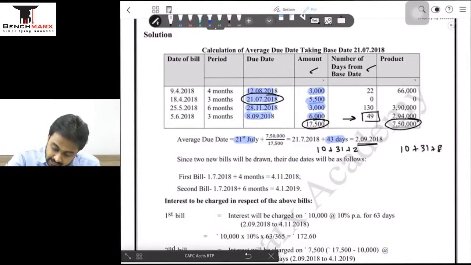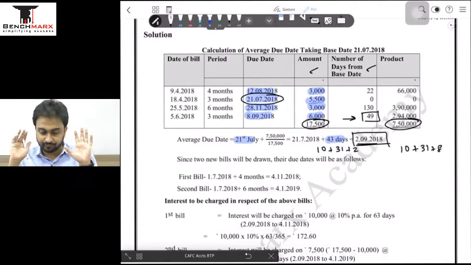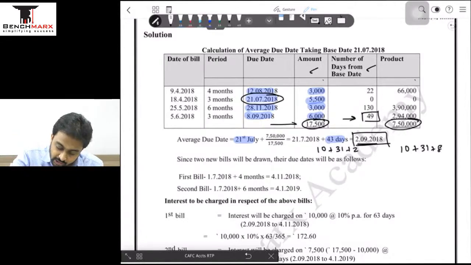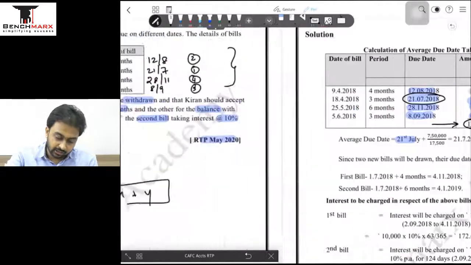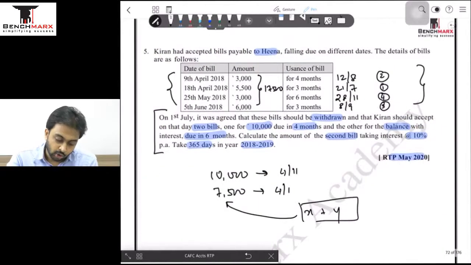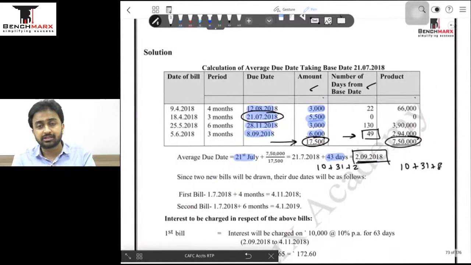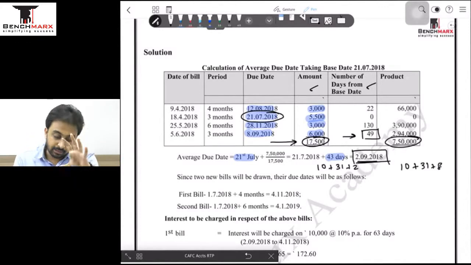Now understand the relevance of 2nd of September very clearly. If the entire 17,500 amount is paid on the 2nd of September, then neither Kiran nor Hina will pay or receive any interest, because this is the average due date. No party will earn interest, no party will pay interest. Now the payment had to be done on 2nd of September in order to avoid interest altogether.